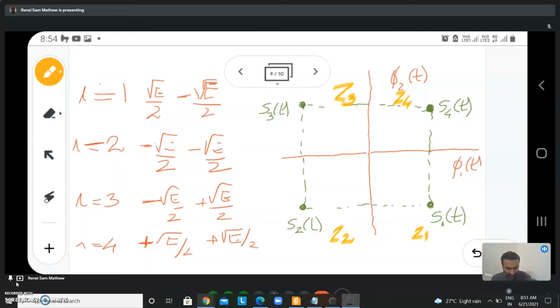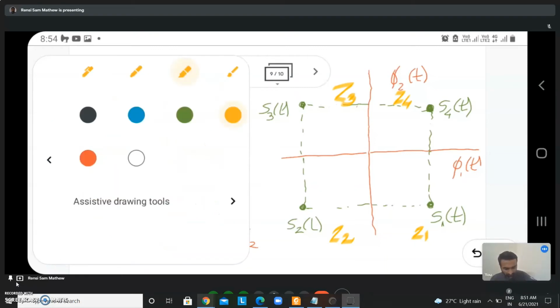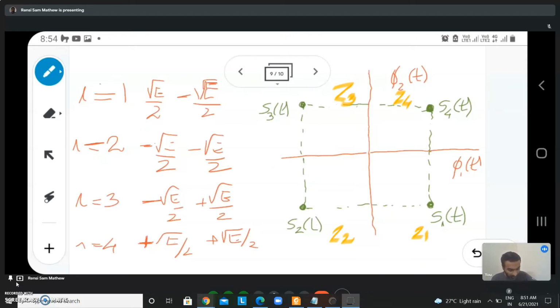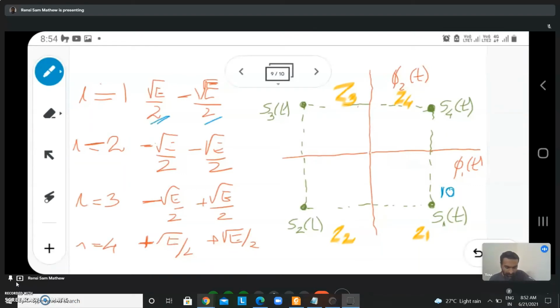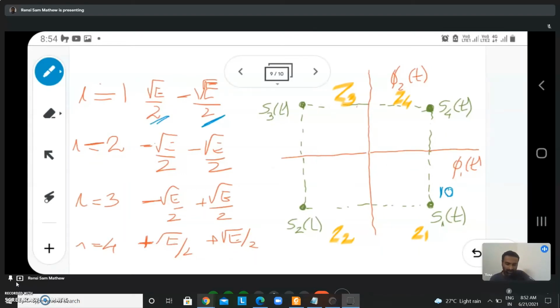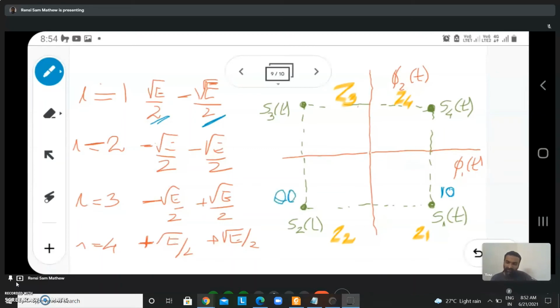So S1 of t will be representing the symbol 1 0, because there are 4 symbols, so we can use 2 bits. You can identify it from these values. This is a positive value, this is a negative value. So instead of a negative value we substitute 0, instead of a positive value we substitute 1, so we get 1 0. S2 of t is minus minus, so it represents 0 0 in binary.